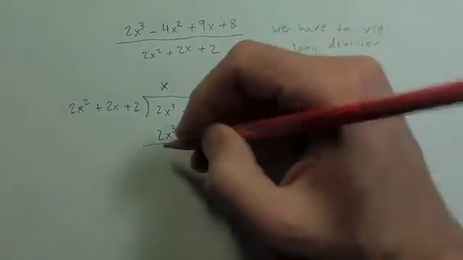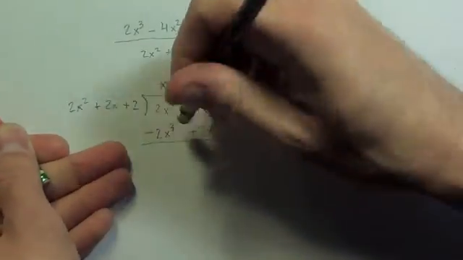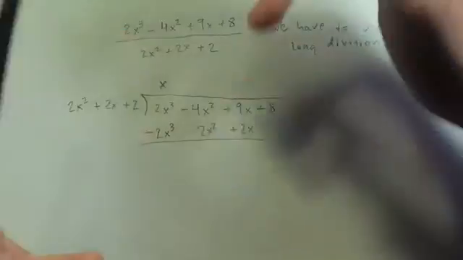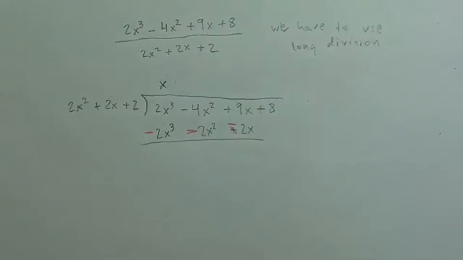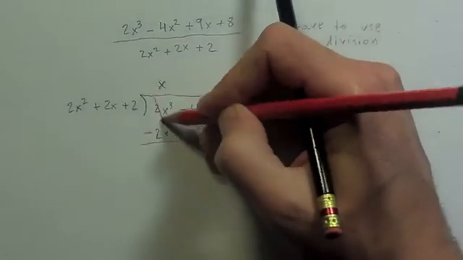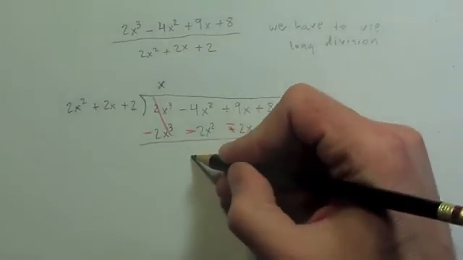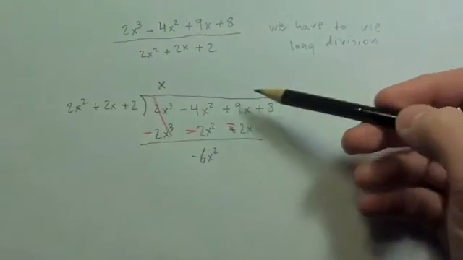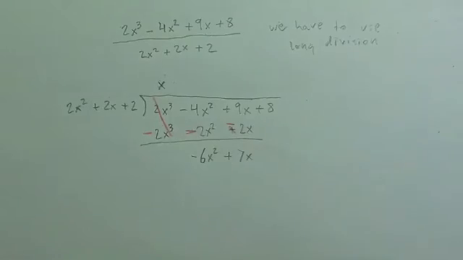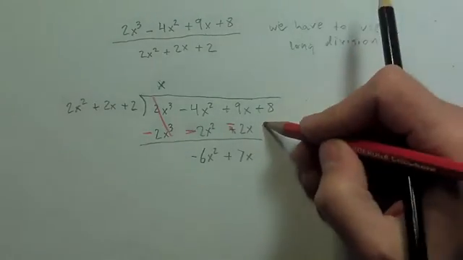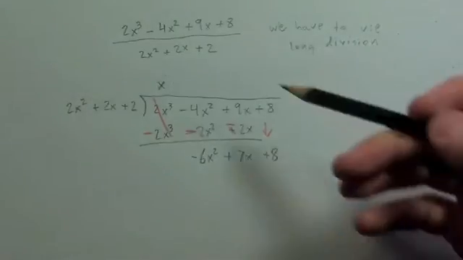Then I go through and change my signs. It's not as easy this time since I have pluses there already, but you can X that out and put a minus, as long as you change the sign somehow. So the 2x cubes cancel. This minus 4x squared minus 2x gives me negative 6x squared. Then this 9x minus 2x gives me 7x. Now we carry down the 8, and we do it again.